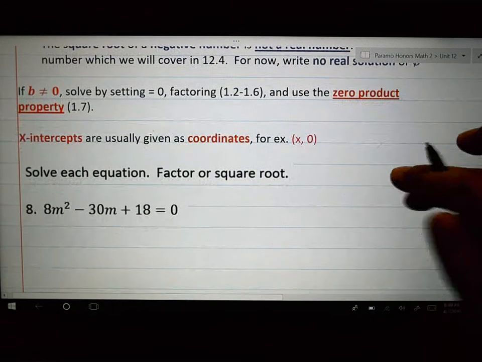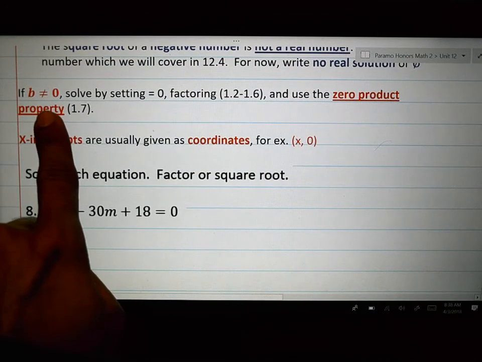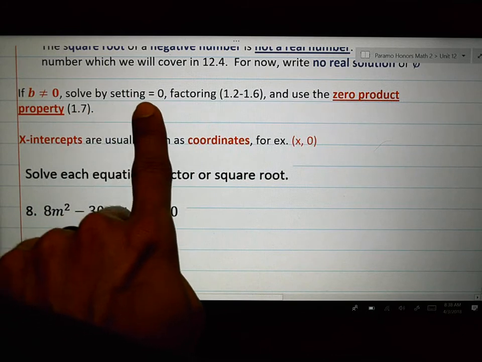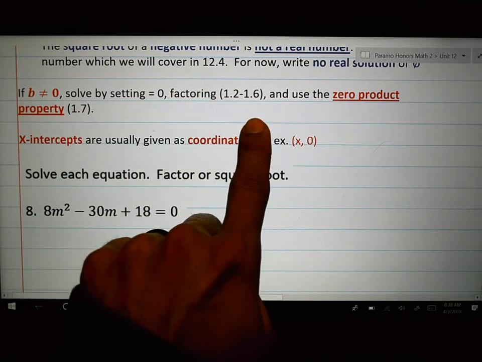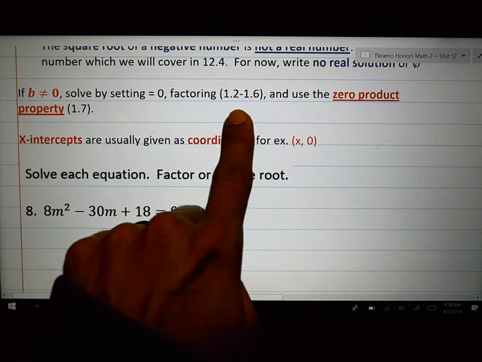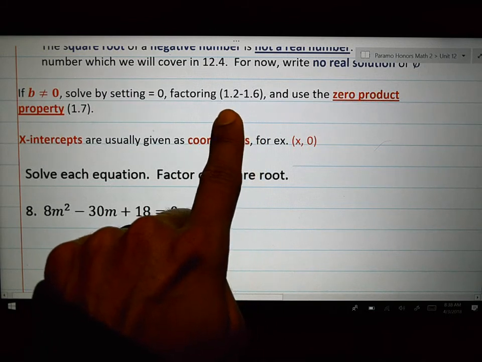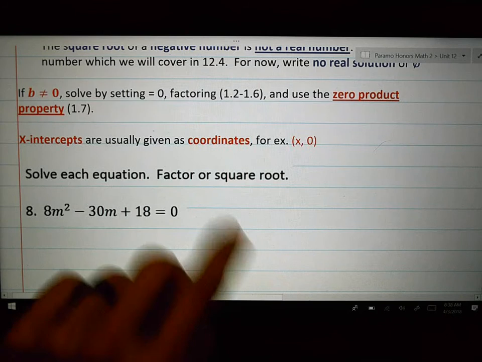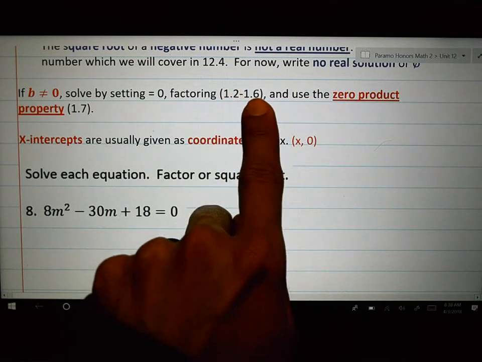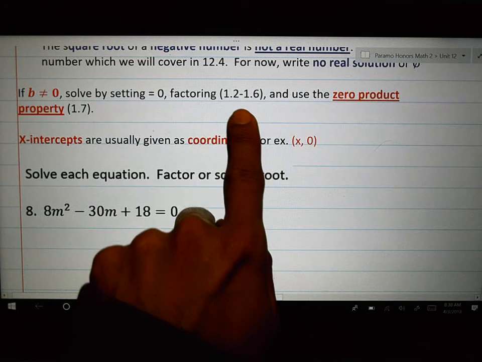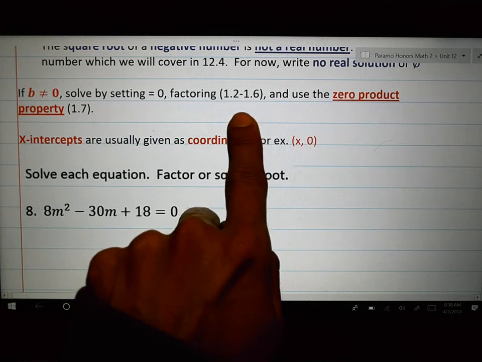Lastly, if b is not equal to 0, I would set it equal to 0 and I would factor it, and I put down where we did factor, and we did it in the 1.2 through 1.6 notes. I'm not going to cover that here. If you need to refer back, I kind of forgot how to factor, then your notes are from these sections.